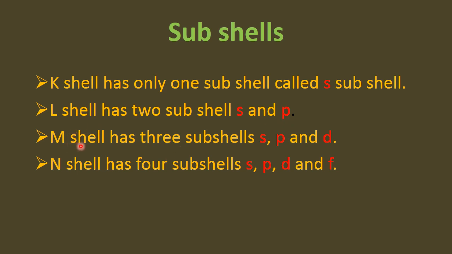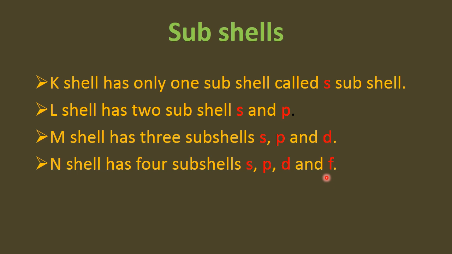After that is the M shell. Now the M shell has 3 subshells, and these subshells are S, P and D, where D stands for diffused. So these are the subshells in the shells. The N shell has 4 subshells, S, P, D and F, where F stands for fundamental. S can accommodate 2 electrons, P can accommodate 6 electrons, D can accommodate 10 electrons, while F can accommodate 14 electrons.